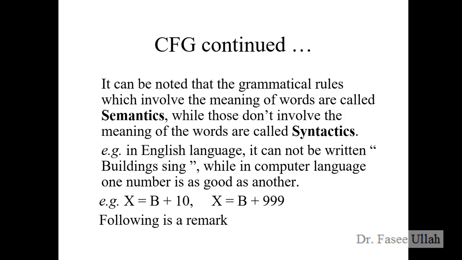Like for example, in English language, it cannot be written, like, the buildings are singing a song. That is syntactically valid, which doesn't involve any kind of meaning. But if we see in the capacity of semantics, it's a totally useless thing because it doesn't give a context or technical meaning. While in computer languages, one number is as good as another.